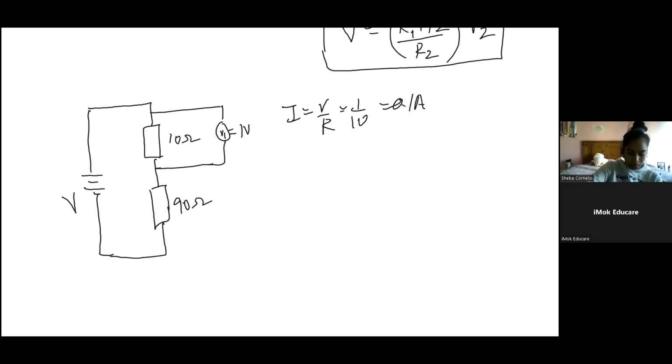Now both of these are in series. So what is the overall resistance of the circuit? 100 ohms. So overall voltage will be equal to overall current multiplied by the overall resistance. So 0.1 into 100 ohms. What is the answer? 10 volts. Okay. This is the easier way out.